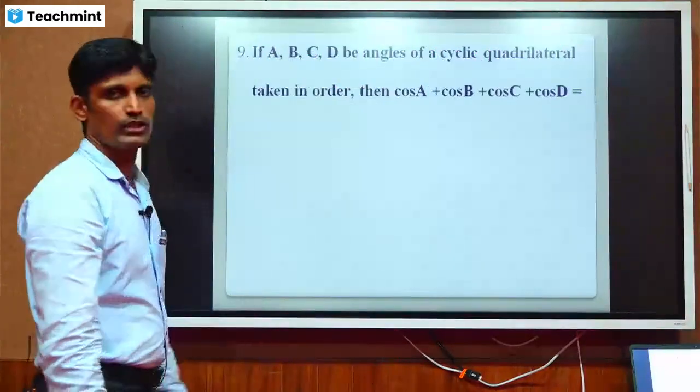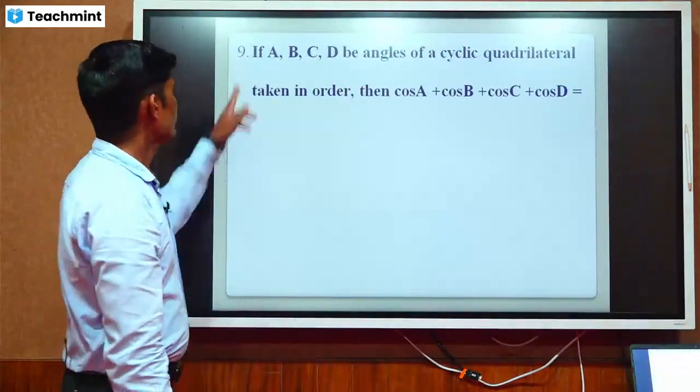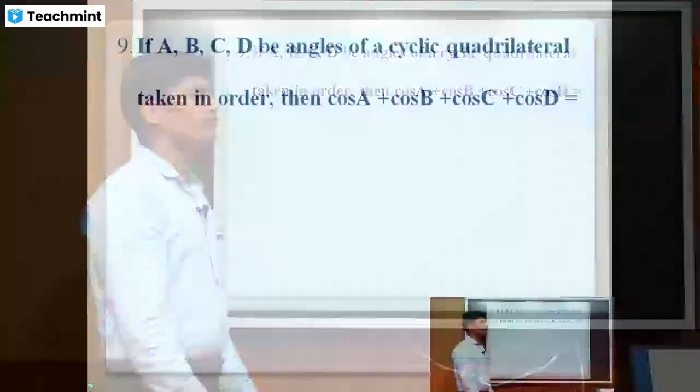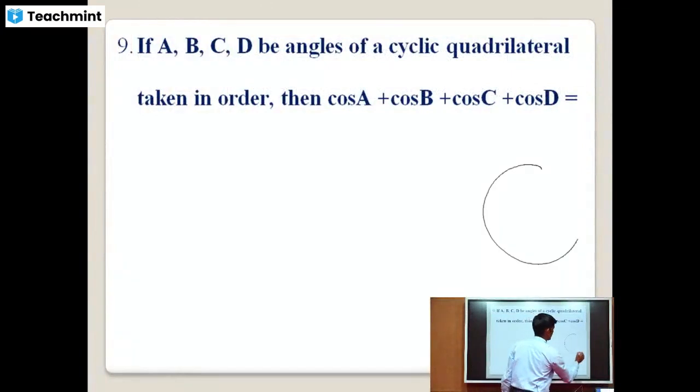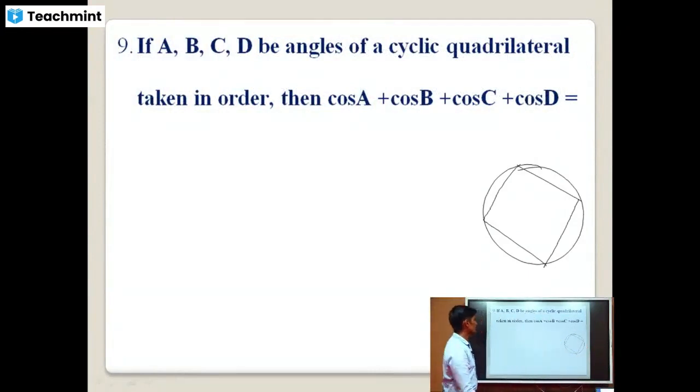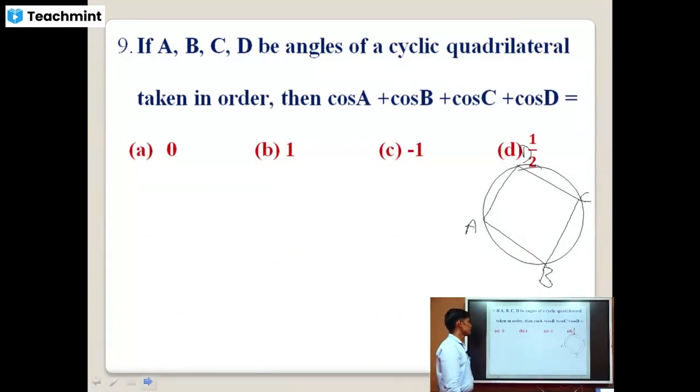Next, question number 9. If A, B, C, D be angles of a cyclic quadrilateral, a quadrilateral inscribed in a circle is called a cyclic quadrilateral, like this. In a cyclic quadrilateral A, B, C, D taken in order, cos A plus cos B plus cos C plus cos D is equal to what? These are the four options given: 0, 1, -1 and 1/2.